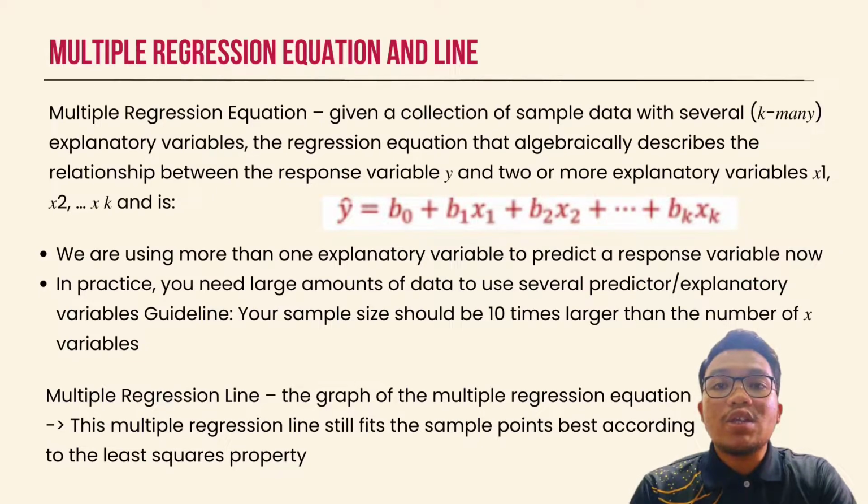Now, in practice, you need large amounts of data to use several predictor variables. Guideline: your sample size should be 10 times larger than the number of x variables. Multiple regression line, the graph of the multiple regression equation. These multiple regression lines still fit the sample points best according to the least squares property.